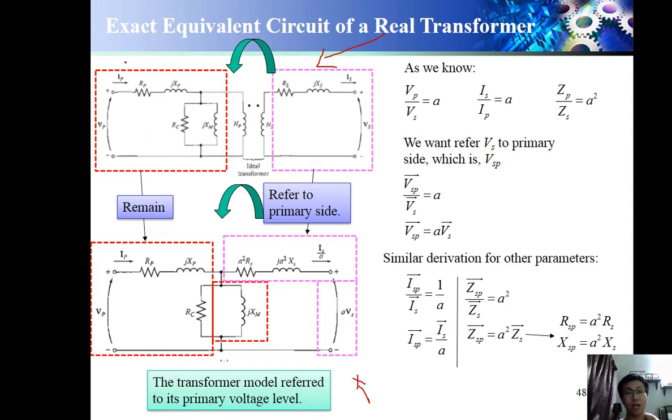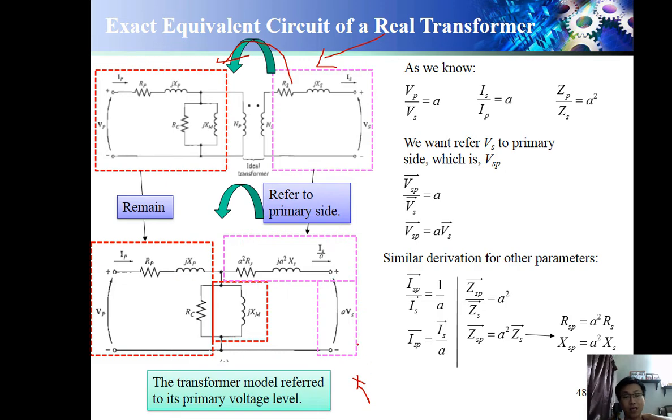What we need to do is, for example, let's have a look at the red box first. So I have RP, XP, RC, XM. I remain it. I just copy down all the parameters, including IP, VP, everything the same. Then I refer the secondary side to the primary side, like this. So you see, from RS, XS, IS, VS, it becomes A square RS, A square XS, IS over A, A VS. This is how we refer.